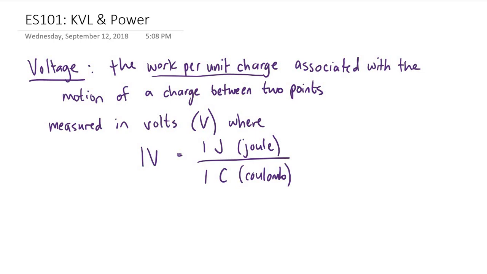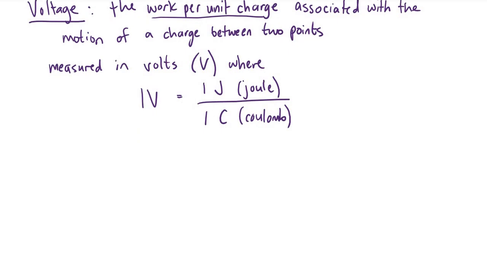So you'll often hear voltage called potential, and they're very similar concepts. We measure voltage in volts, where 1 volt is equal to 1 joule divided by 1 coulomb, and a joule is a unit that we use for work, and a coulomb is our charge unit. Okay, so that's the very basics of what voltage is.